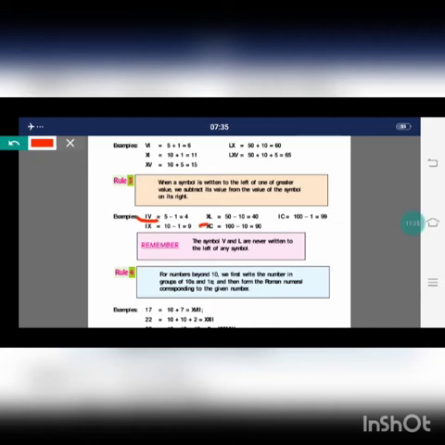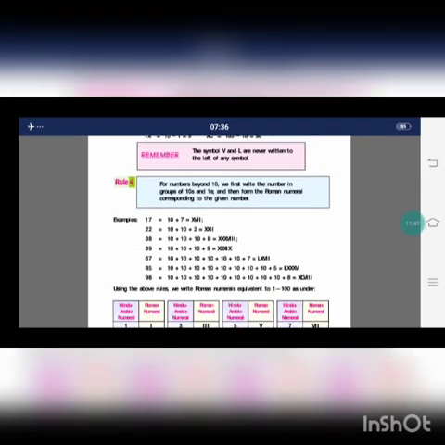Same here, XL. We know the value of L is 50. So 50 is greater and the value of X is 10. So 10 is smallest value. So we have to subtract here, 50 minus 10, 40. So whenever you have to write down the Roman numeral of 40, how will you write? X and L, XL. Now let me see rule number 4.